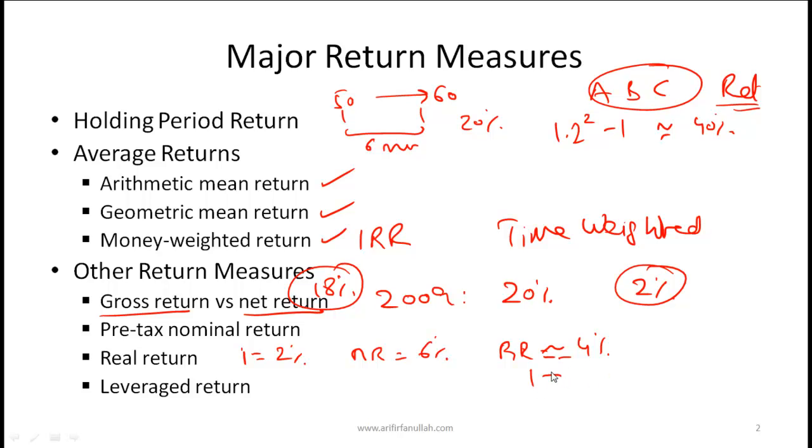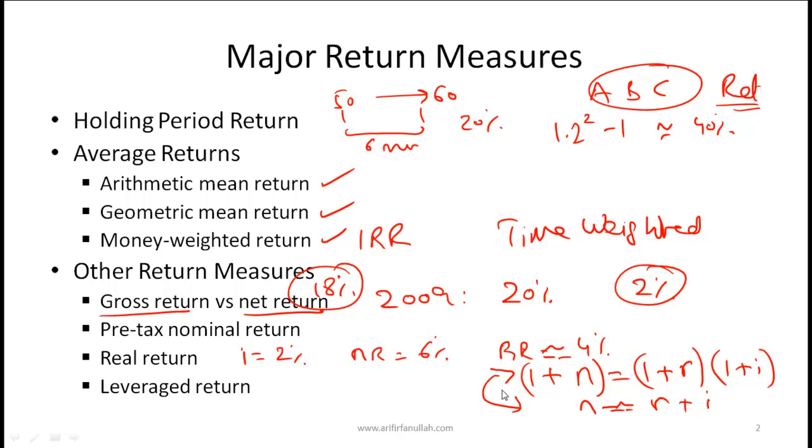So 1 plus your nominal return is equal to 1 plus the real return times 1 plus inflation, and the linear approximation for this is that your nominal return is approximately equal to your real return plus inflation. With small numbers, these two expressions are roughly the same. A leveraged return is the return that you get when you take leverage or when you use borrowed funds to make an investment. The return then is referred to as a leveraged return.